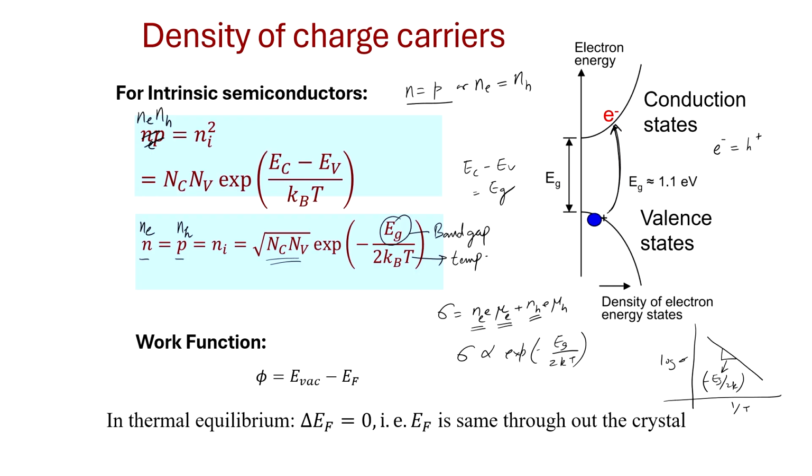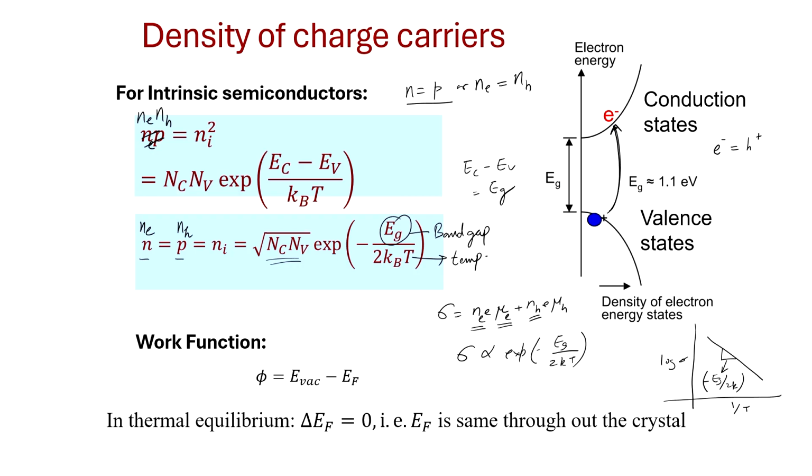From this we can also determine the work function. Work function for a semiconductor is another important property. Work function is nothing but the difference between the vacuum level and the Fermi level. Just like metals have a work function determined by the difference between the vacuum and Fermi level, similarly for semiconductors we determine work function as the difference between the vacuum level and the Fermi level.